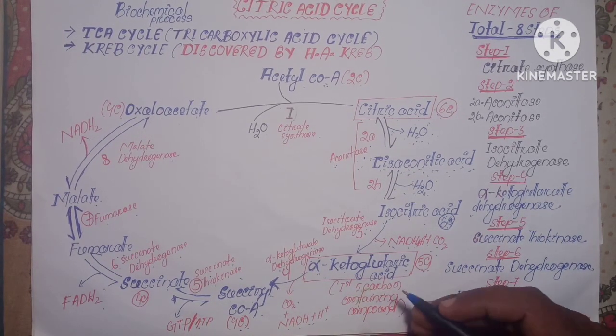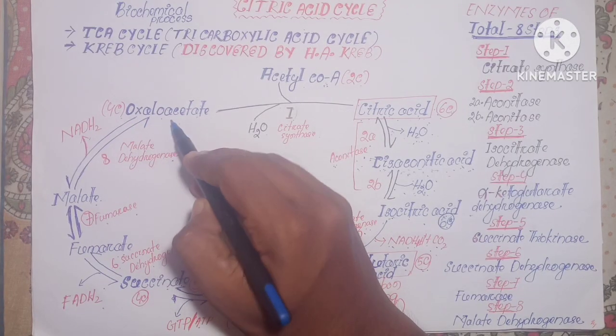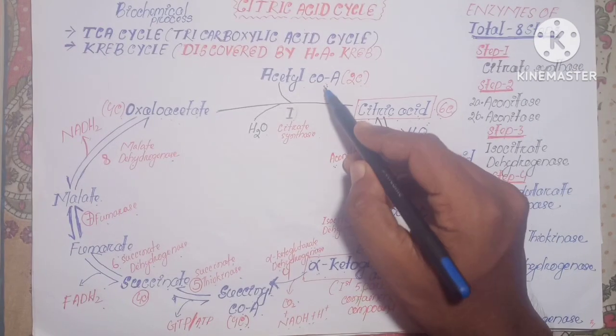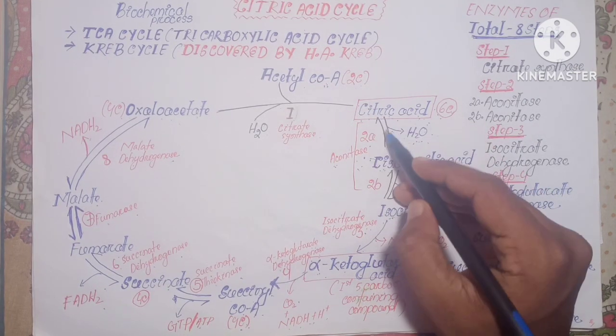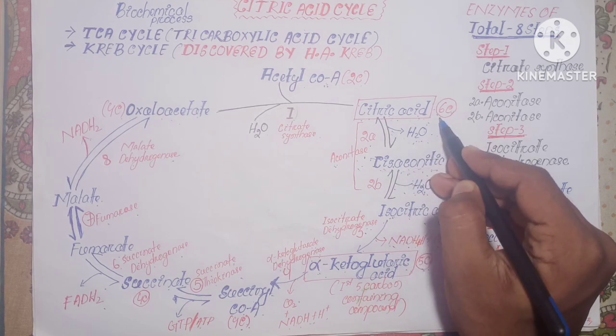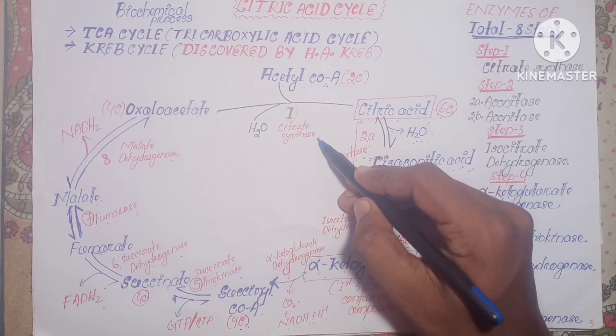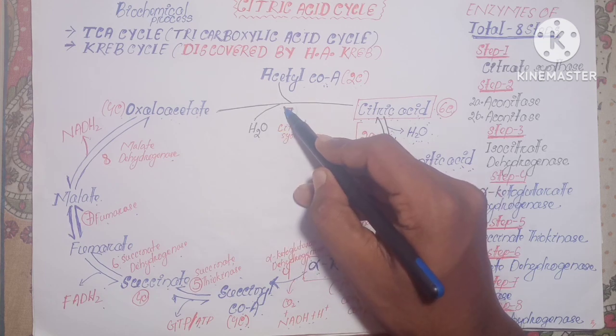So in the first step of the citric acid cycle, a 4 carbon containing compound, oxaloacetate, is combined with acetyl coenzyme A, which is a 2 carbon containing compound, and is converted into citric acid, which is a 6 carbon containing compound, by the presence of the enzyme citrate synthase. Here 1 molecule of water is added in this process.